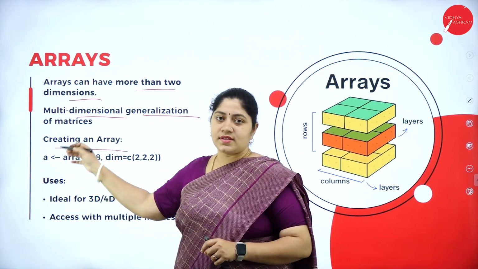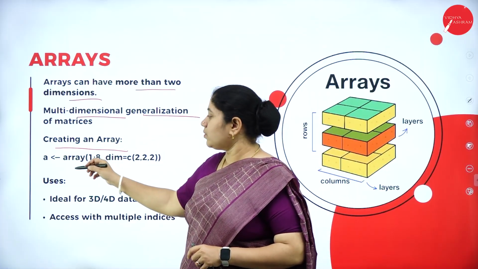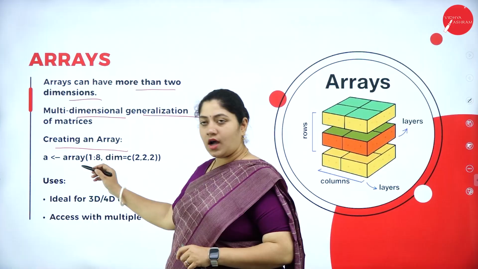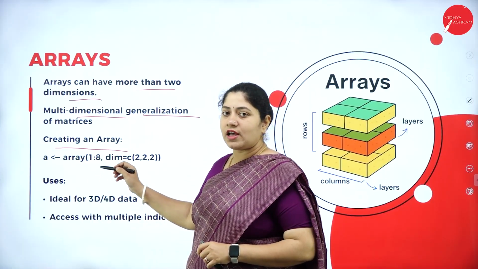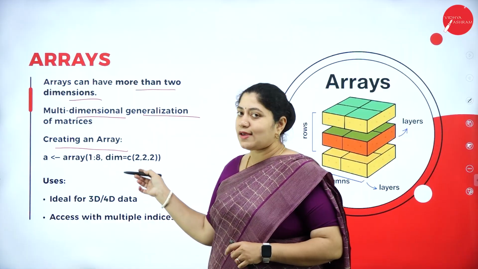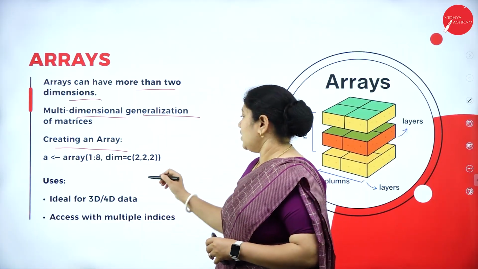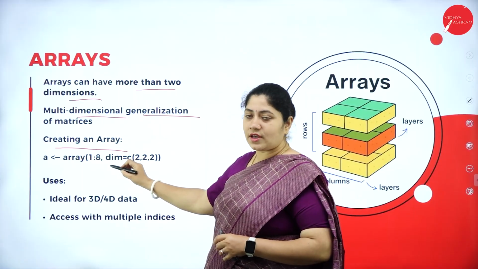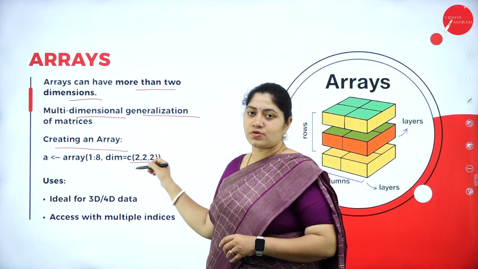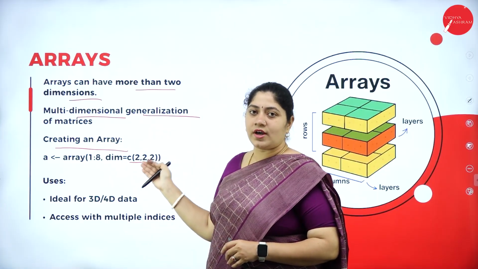So let's consider a representation of how the array creation goes. The syntax for that is: A is assigned an array value, where the values will be from 1 to 8 with a dimension. Why is the dimension provided? Because it's an array, it is multidimensional. So it has been provided with a multidimensional array of the vectors, that's 2, 2, 2. Great, right? So this is the creation of an array.